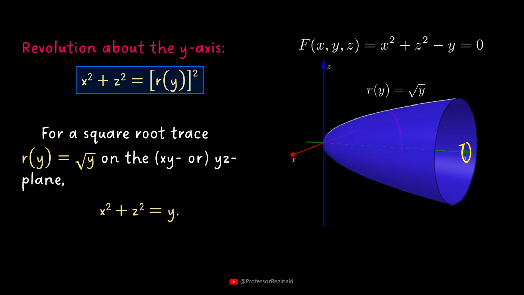The surface has circular traces perpendicular to the y-axis. The radius of a circular trace left by a vertical plane on the surface depends on y, which means the radius of the surface changes along the y-axis.